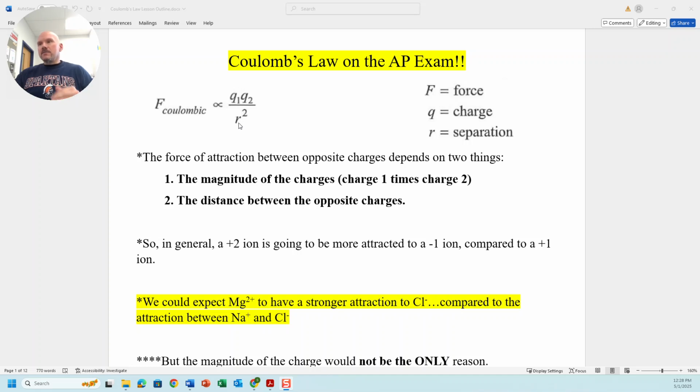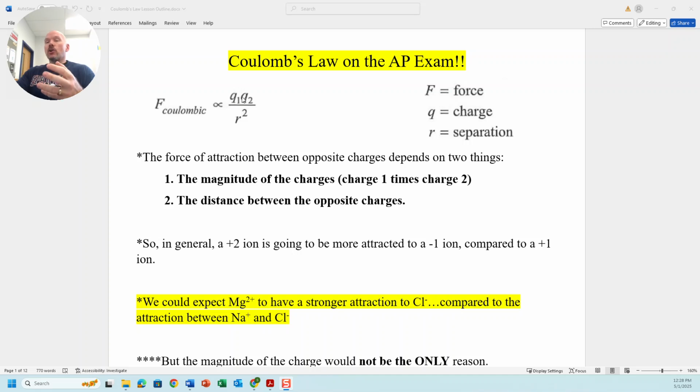A lot of times people say this is the radius between the two charges, but notice on your AP chemistry formula sheet it says the separation. So it's really the distance between the opposite charges. The closer they can get, the smaller this number is, the less separation there is. Because it's in the denominator, that's going to increase the Coulombic attraction.